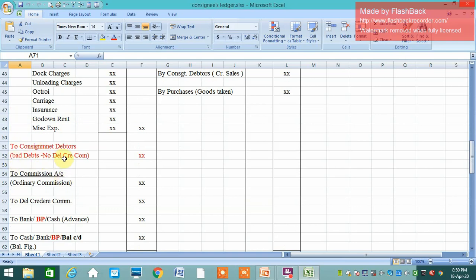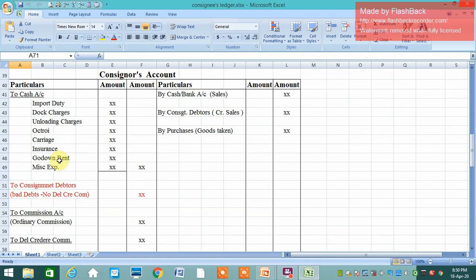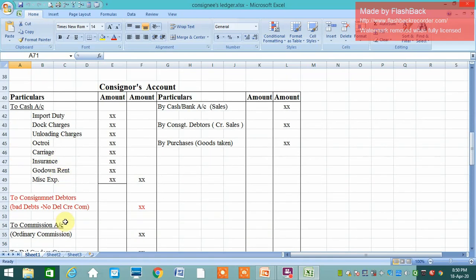Then these are the bad debts. When no Del Credere commission is there, that time bad debts will come. When Del Credere commission is not given, the bad debts will be recorded in the consignor's account, and the second effect, credit, will be given to the consignment debtors account. Because of bad debts your debtors are going to reduce, that's why credit should be given to the debtors account, and as no Del Credere commission is there, the consignor's account should be debited.